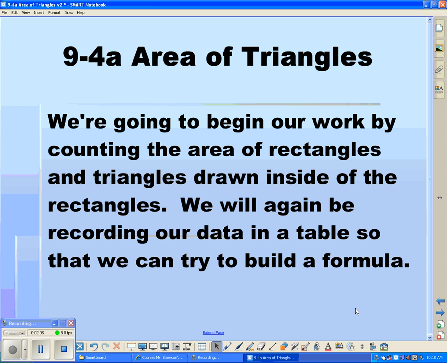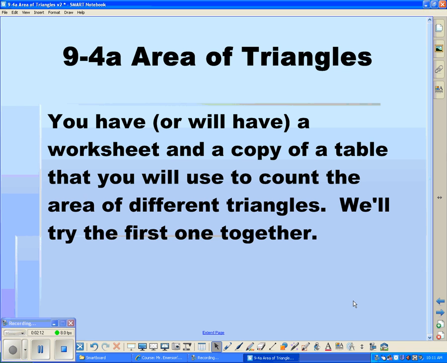You should be able to find the links to both of those files on the Moodle. You should have the activity worksheet, which is the rectangles and triangles, and a copy of the table, which is the spreadsheet. We're going to use to count the area of different triangles, and we'll do the first one together. We're actually going to do at least part of a few of them together here with this video.